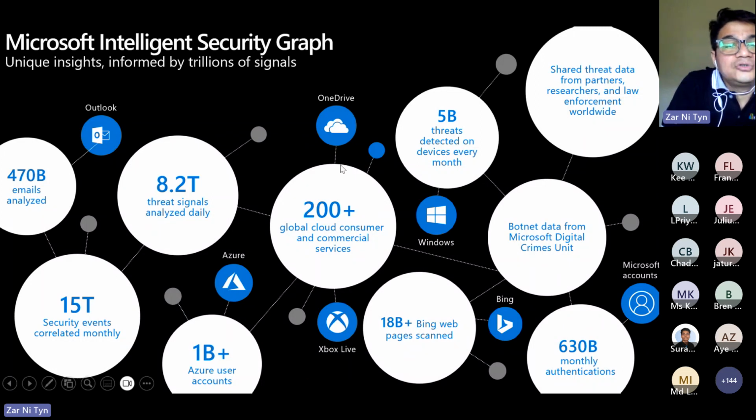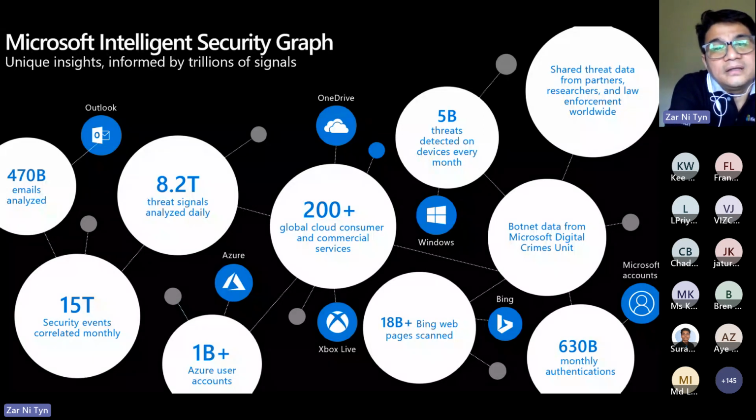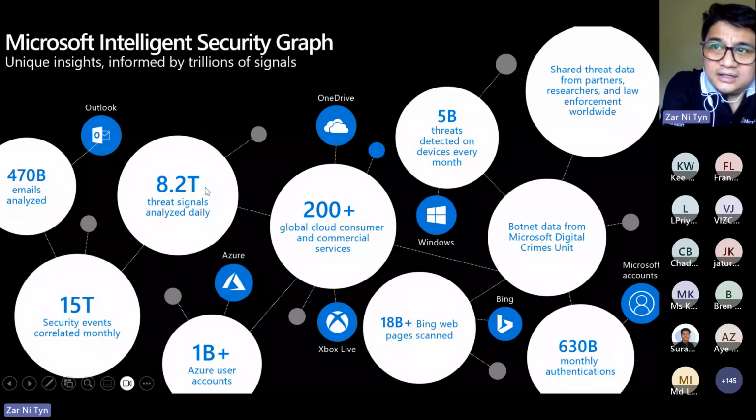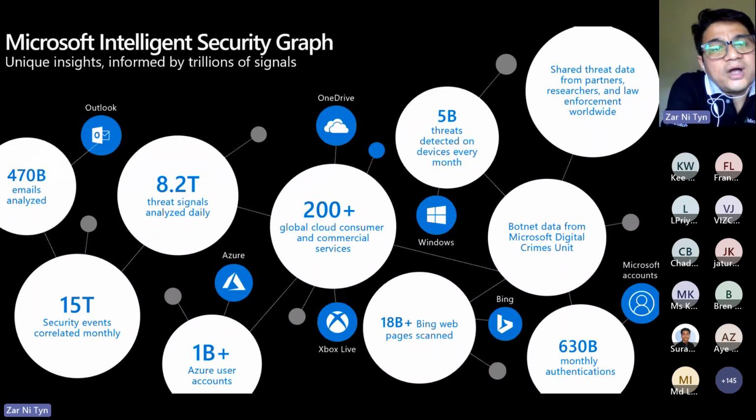This is 8.2 trillion. This is a very important amount. 8.2 trillion threat signals analyzed daily. This is a big amount. And I think in the last 2 years, Microsoft had 6.5 trillion. Today, Microsoft has 8.2 trillion. This is the most valuable, and you can see the threat signal is very important.